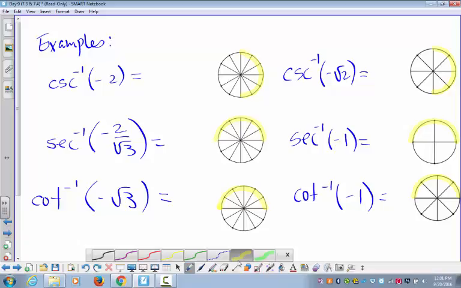So this guy here says angle on the right with a cosecant of -2. If the cosecant is -2, the sine is -1/2. So we want to look over here for a sine value of -1/2, and that's right there. And how would we call that angle? -π/6.